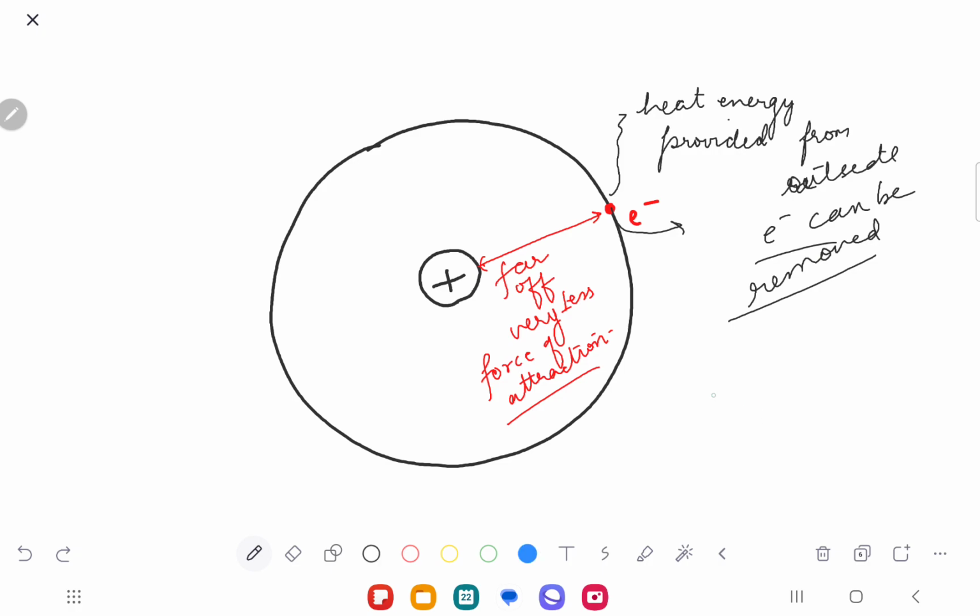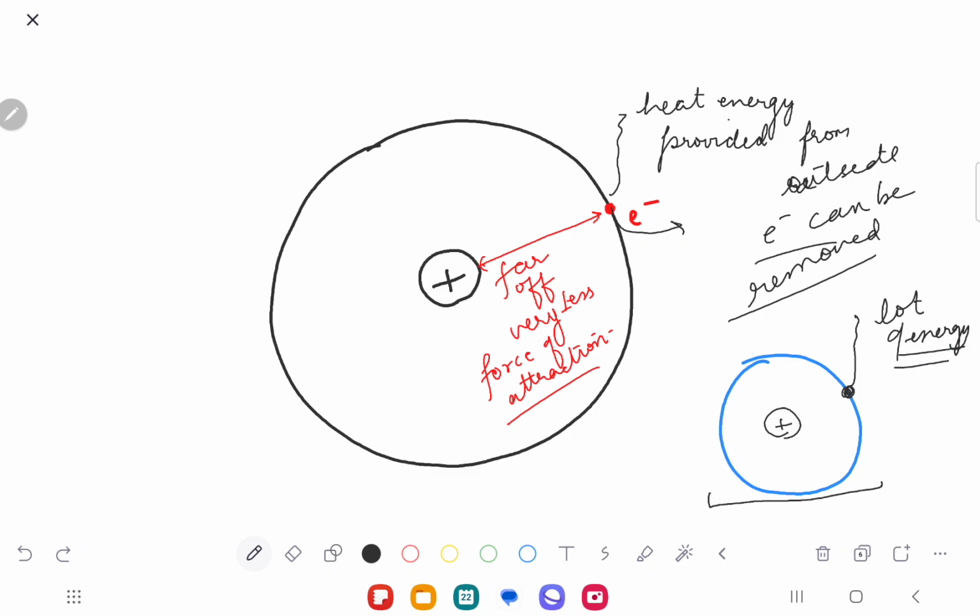But my point is that if the atom is smaller, then what is going to happen? You need more heat energy to remove it. Exactly, because it is closer to the nucleus. So you will have to provide a lot of energy from outside. And that is why the smaller atoms, wherever they are present, will not lose their electrons very quickly.